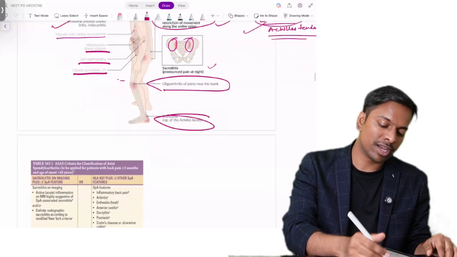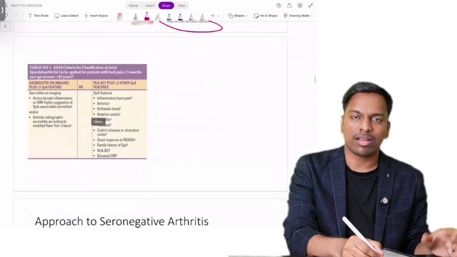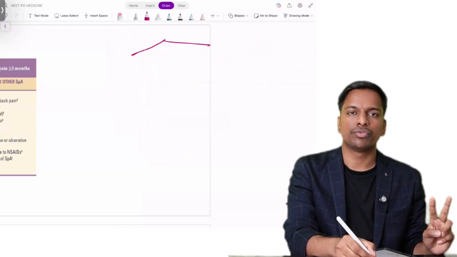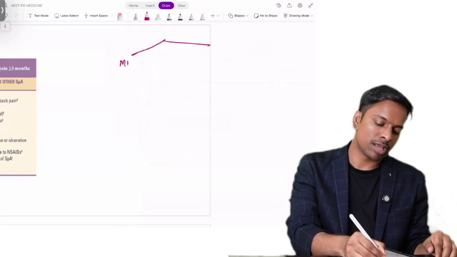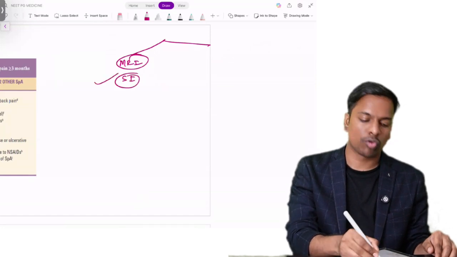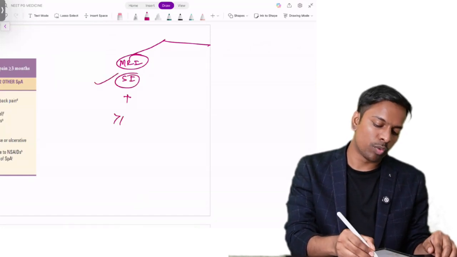For diagnosis, we have one more clinical criteria, and that's very easy to remember actually. Whenever you have ankylosing spondylitis, we look for two things. First is MRI showing sacroiliac joint involvement. If MRI shows sacroiliac joint involvement, we just need one or more features.